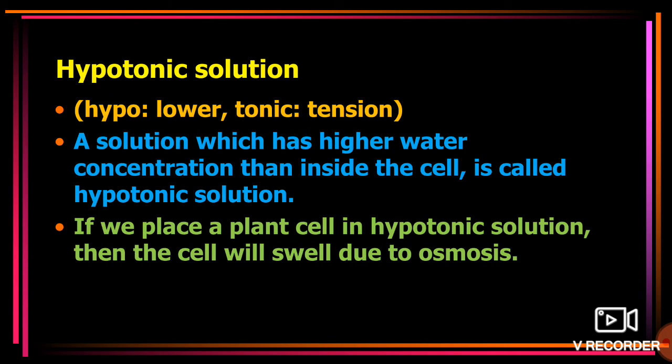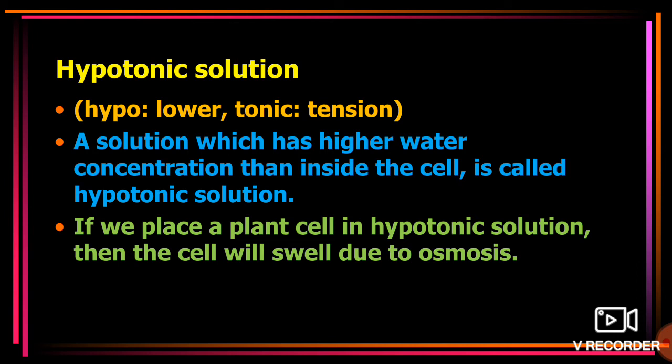Okay, and if you see the hypotonic solution, hypo means lower, tonic again is tension. A solution which has a higher water concentration than inside the cell is called a hypotonic solution. One thing we need to remember is that we are talking about the concentration of water. Concentration of water means whether the water amount is high or low, and it is always a relative phenomenon. Hypo and iso are always relative, we are comparing one thing with another.